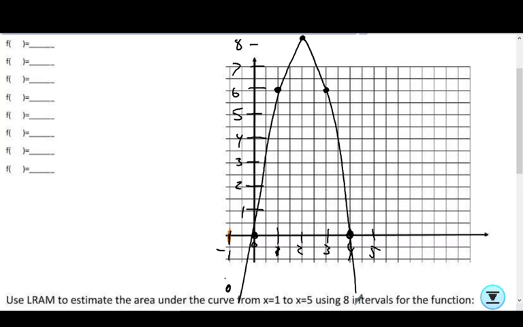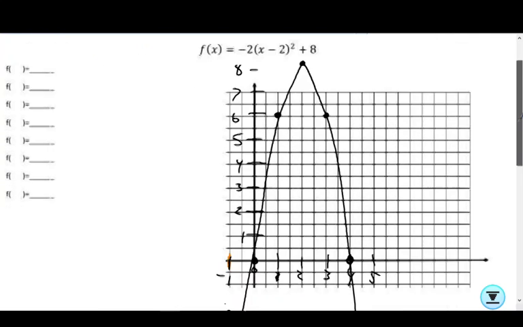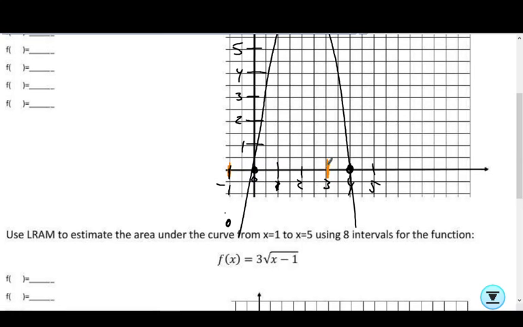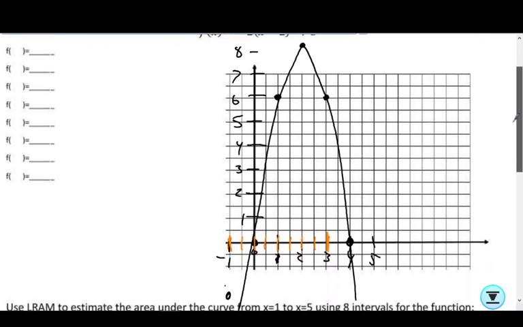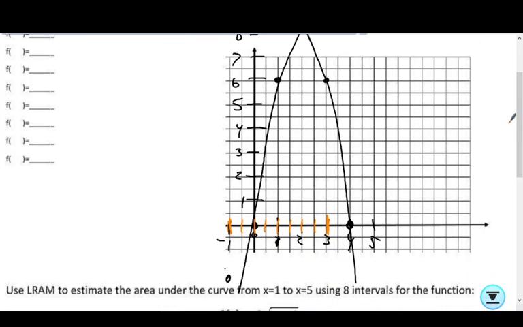All right, so our intervals are from -1 to 3. We're using 8. So 1, 2, 3, 4, 5, 6, 7, 8. Okay, so we're using RRAM. So each one of my rectangles is going to hit on the right side. So this one is going to hit right here. So here's my first rectangle. So notice it hits on the right.